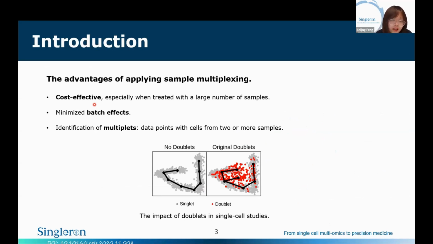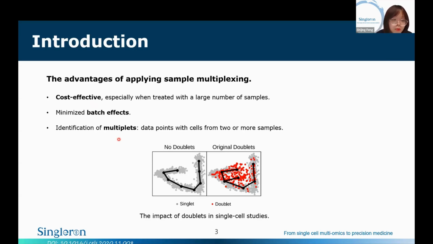Besides, multiplexing can also minimize the batch effect caused by technical differences. Even though we have a lot of batch effect removal algorithms available to help us remove the technical differences, it would always be great if we can minimize them at the very beginning in the wet lab. By applying sample multiplexing, the samples are treated all together using exactly the same reactions and procedures at the same time, and also with very similar sequencing depths. This minimizes the batch effects caused by the experiment.